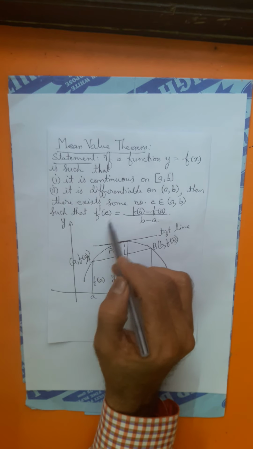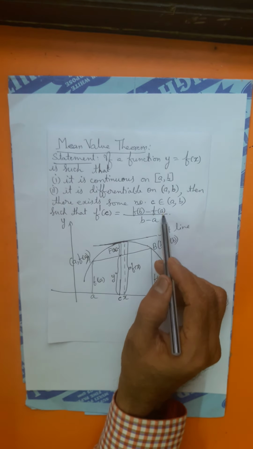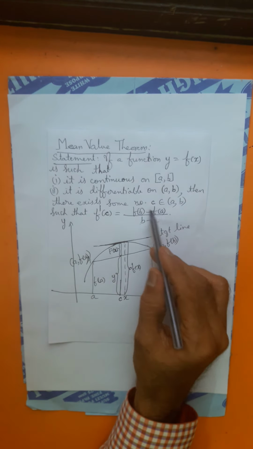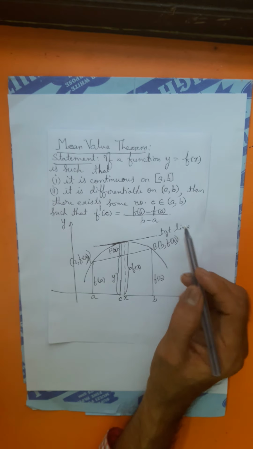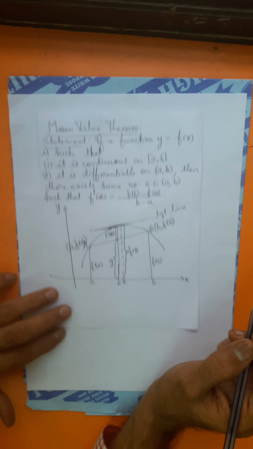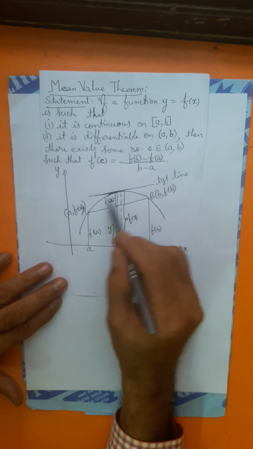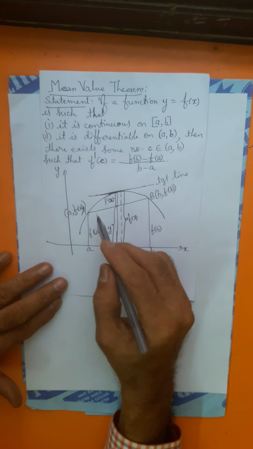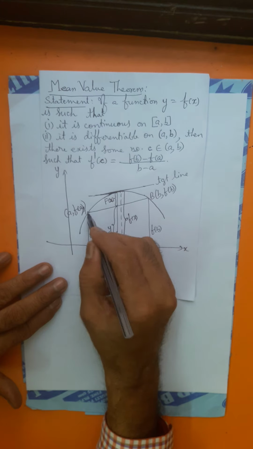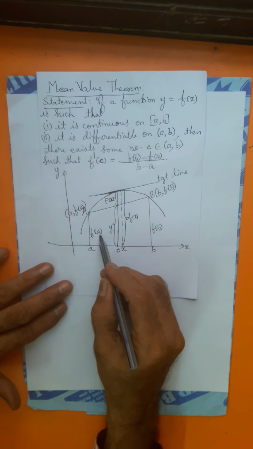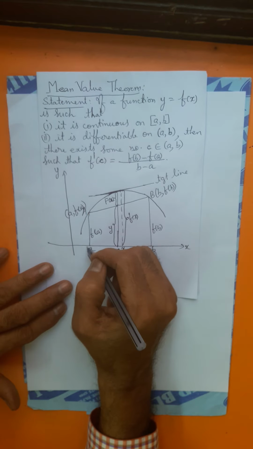F dash c is slope. F of b minus f of a by b minus a, this is also slope. Slope of what? That is the question. Look at the figure. If you think of a curve from a to b here, at a, what is the y value? y is f of x. At a, the y value is f of a.